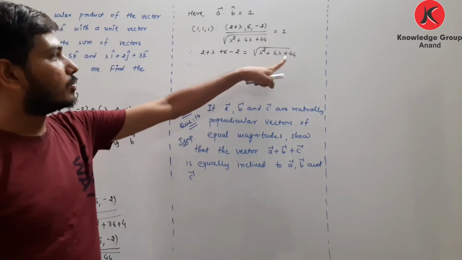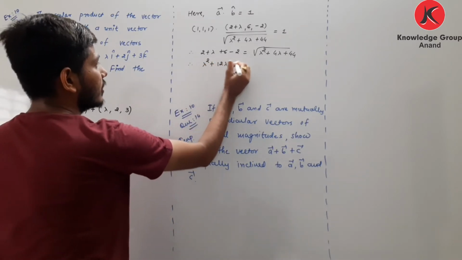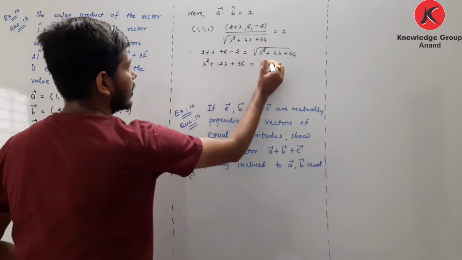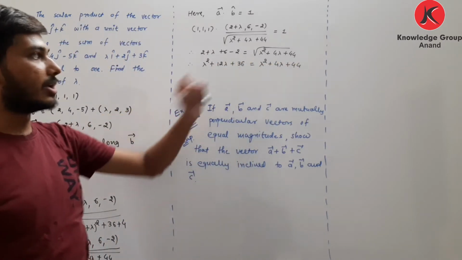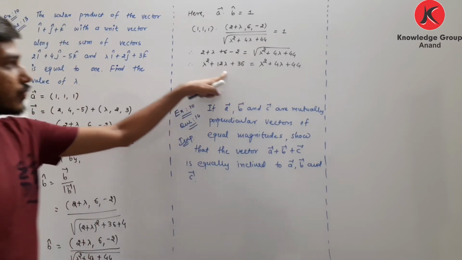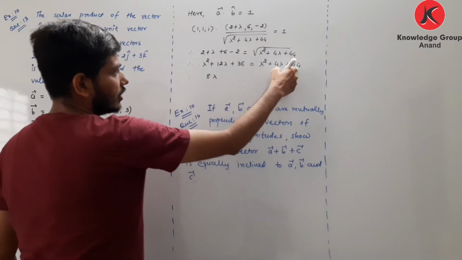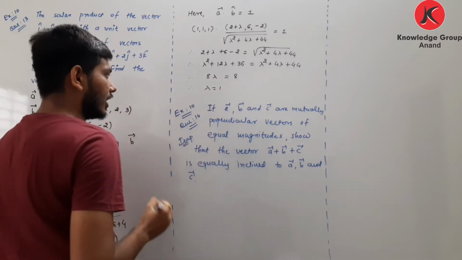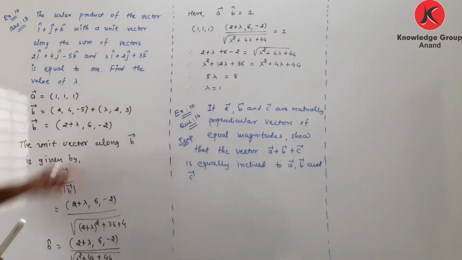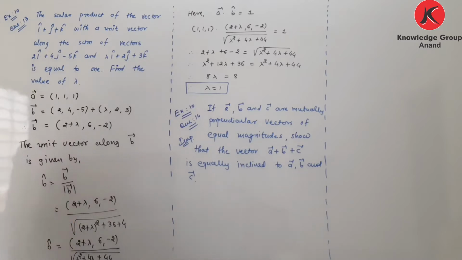Now squaring on both the sides, we will get lambda square plus 6 twos are 12 lambda plus 36, which is equal to lambda square plus 4 lambda plus 44 here. Lambda square will be cancelled out. 12 lambda minus 4 lambda will be equal to 8 lambda here, and 44 minus 36 is equal to 8. Therefore, the value of lambda is equal to 1. We have to find the value of lambda using the given condition. Okay, this is quite a simple question.